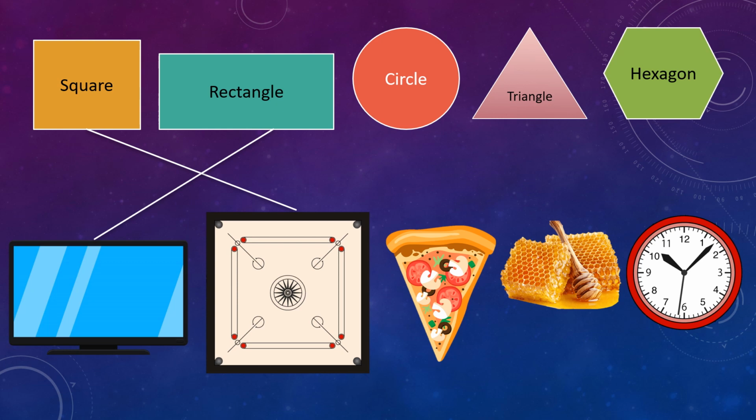Circle. Circle have no line segments, but this slice of pizza and this honeycomb are having line segments, so it matches to clock. And triangle. It is made up of 3 sides. This honeycomb is made up of 6 sides, so it doesn't match, and this pizza is made up of 3 sides, so it matches. Now hexagon. Hexagon is made of 6 sides, so we can match it to honeycomb. So the activity is done.